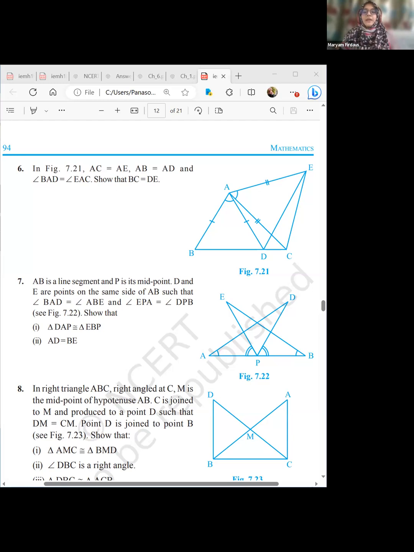Which angle does it make? DAC. But see, DAC is angle X itself. Angle X is nothing but DAC. This is angle X, right?